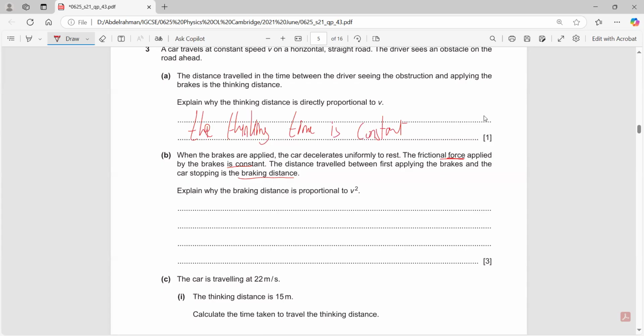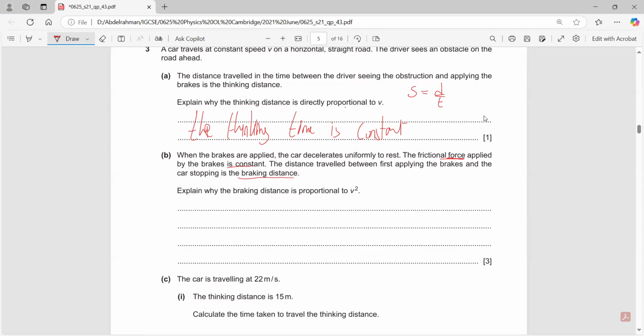Now why is the braking distance proportional to v squared? For the first one, you talked about the thinking distance and how it's proportional to v, and we said speed equals distance over time. So time would be proportional to the speed, which is 1 mark. But in this question, why is the braking distance proportional to v squared? We need to apply some equations.